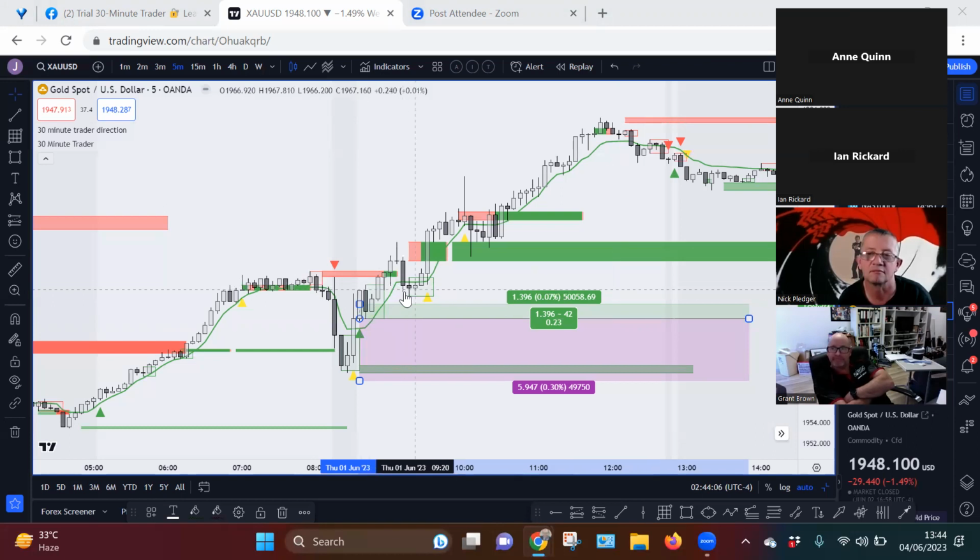Yeah. So you have a choice of getting out at these sleeping police bumps, but you notice it goes sideways and then it goes up straight above it. So if you want to stay in the trade, you certainly could. If you want to exit, you could. It's a personal choice.